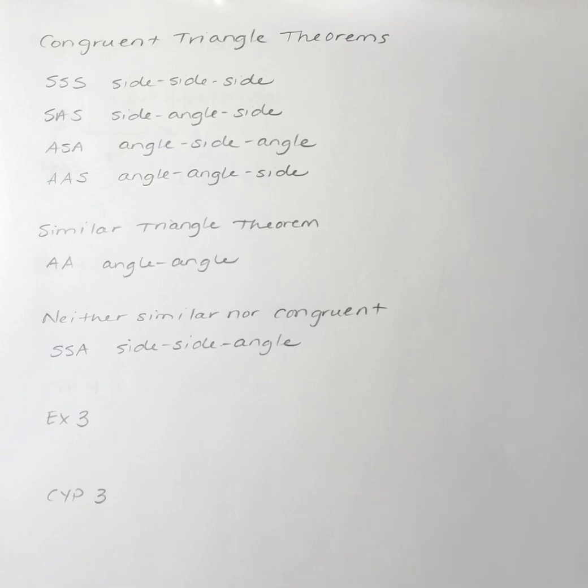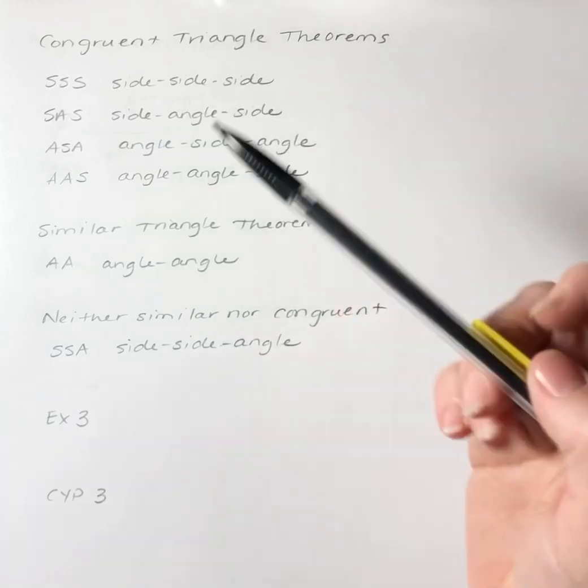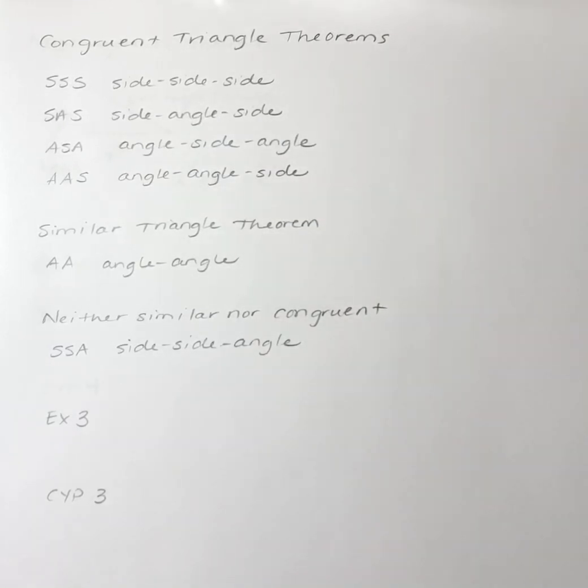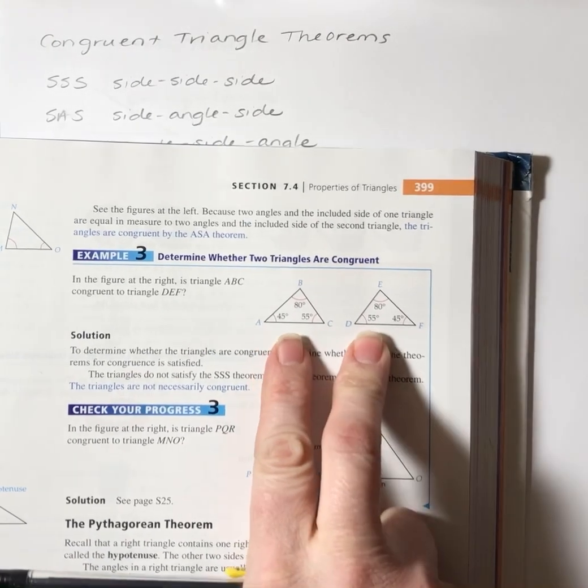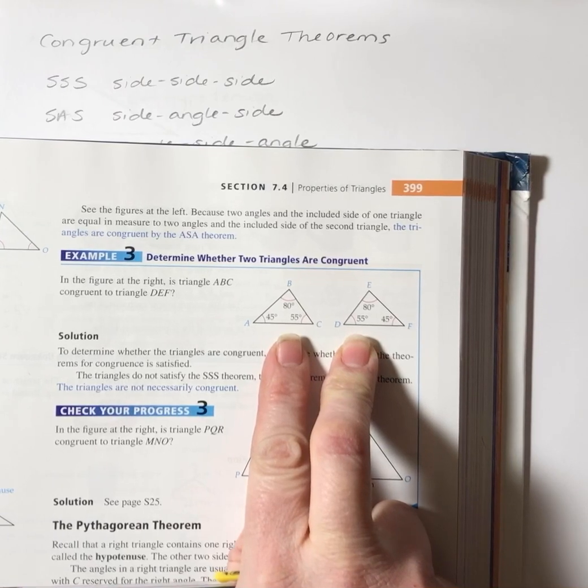So these are going to be ones that give you pictures, so you are trying to determine whether they are congruent or not. So example 3, they're given these two pictures, okay?